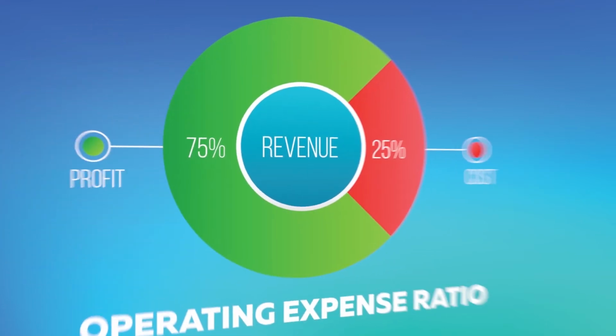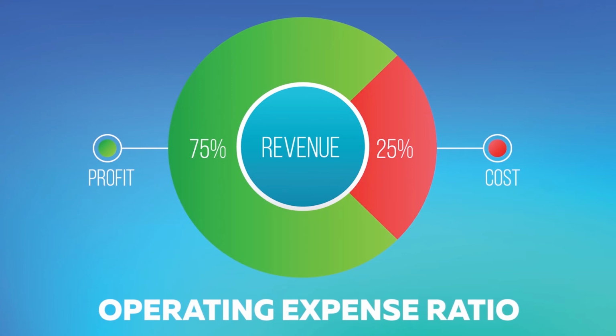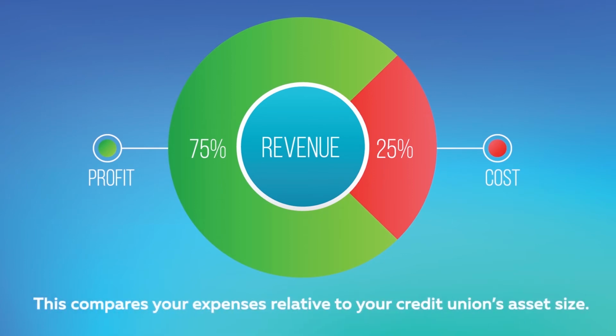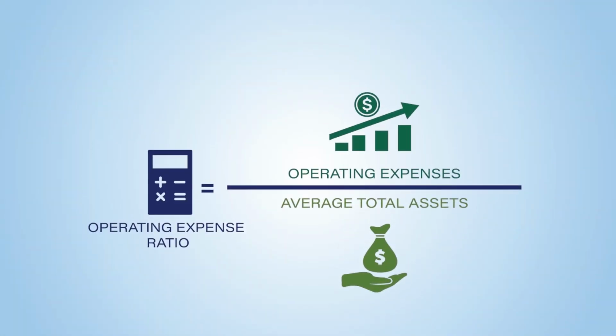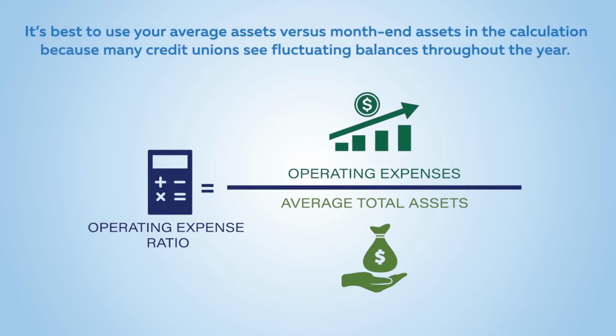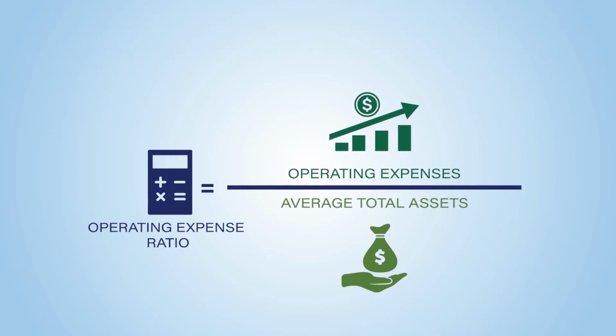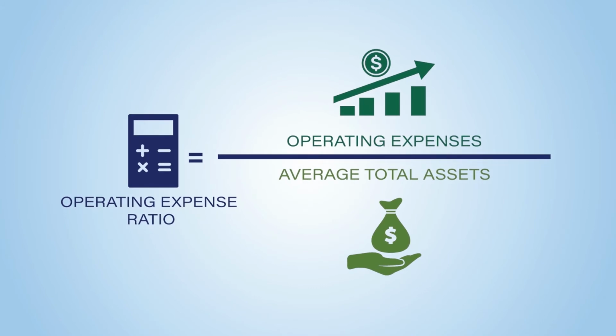A second earnings ratio of note would be your operating expense ratio. This compares your expenses relative to your credit union's asset size. It gives you an idea of how efficient your organization is in serving your membership. To find the operating expense ratio, you simply divide operating expenses by average total assets. It's better to use your average assets versus month-end assets in the calculation because many credit unions see fluctuating balances throughout the year. Using the average balance will give you a truer picture of your entire operations for the year versus just one month at a time.